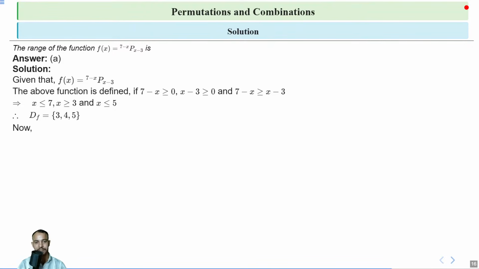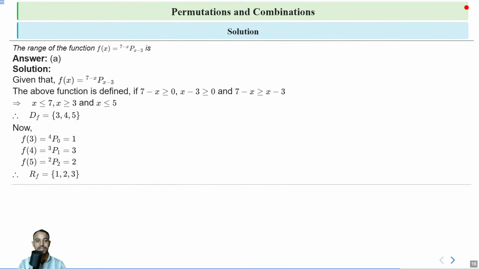Now find f of 3. So f of 3 is 4P0, which equals 1. And f of 4 equals 3P1, which equals 3. And f of 5 equals 2P2, which equals 2. Okay. Therefore, the range of the function f is the set {1, 2, 3}. This is the final answer. Very simple. Clear? I hope it's clear to all of you. So now moving to the next.